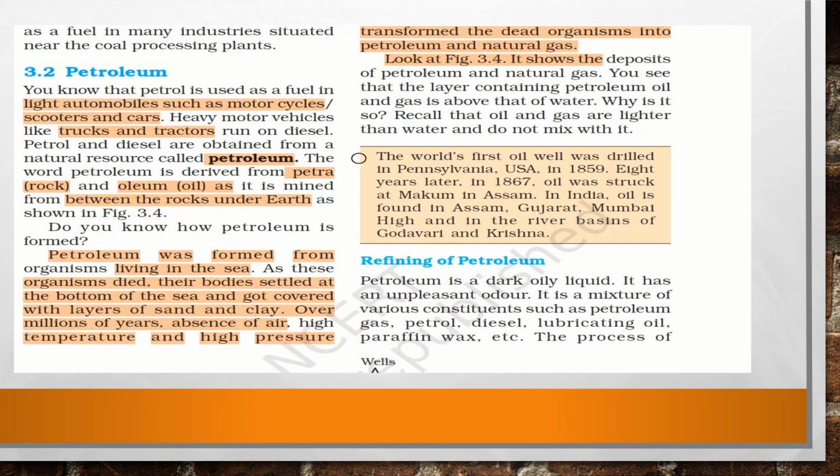The world's first petroleum oil was drilled in Pennsylvania in the year 1859. Eight years later, in 1867, it was found in Makum in Assam. In India, oil is found in Assam, Gujarat, Mumbai High, and in the river basins of Godavari and Krishna.